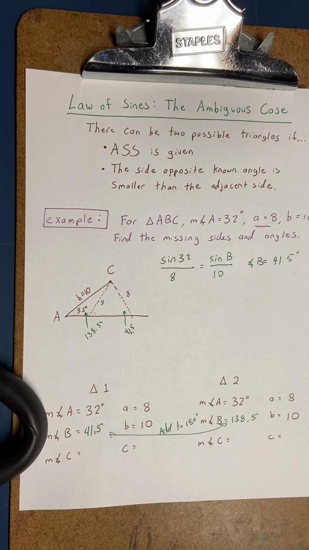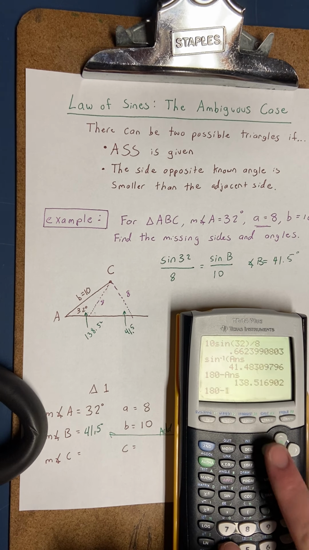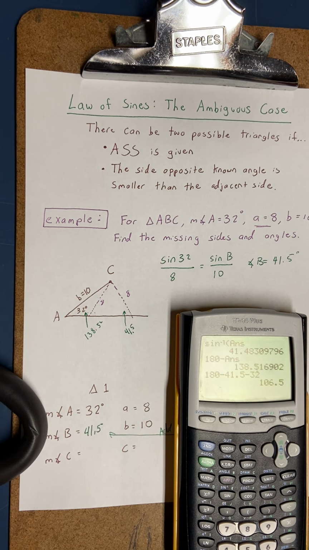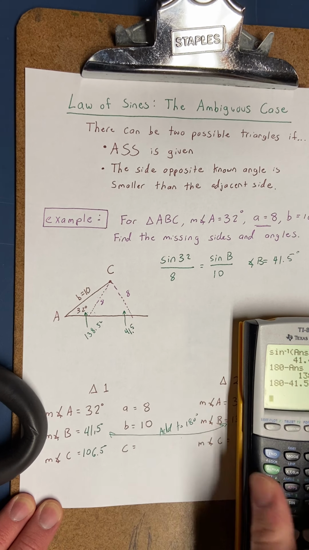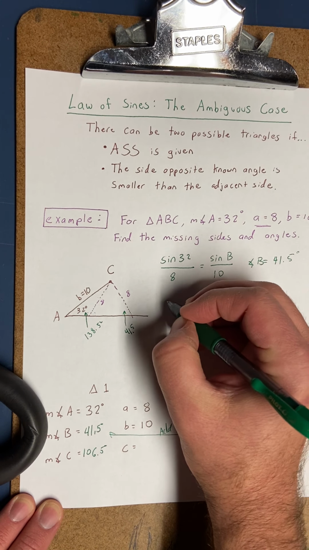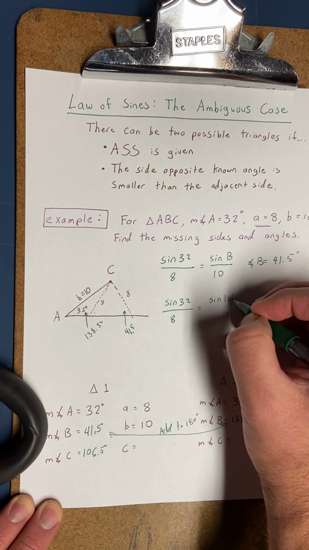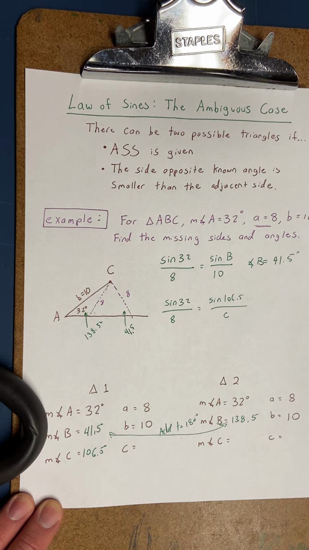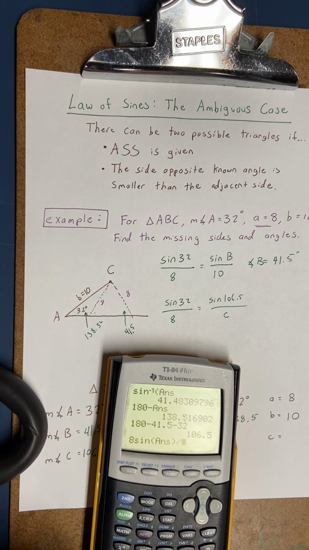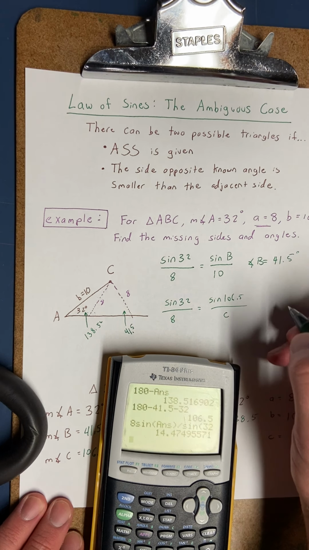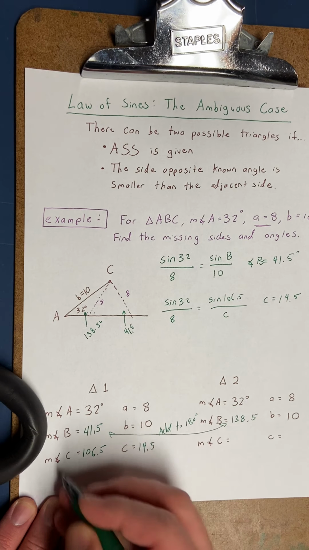From here, it's going to be a matter of treating these as separate problems and going through the solving process. Let's look at triangle 1 first. In triangle 1, in order to find angle C, I'm just going to do 180 minus those two angles, and I get 106.5 degrees. And then I'm going to use law of sines again. Sine 32 over 8 equals sine of 106.5 over side C. Do a little cross multiplication: 8 sine 106.5 divided by sine 32. And we get a C value of 14.5, which is what goes here. So that's one possible triangle that could exist there.